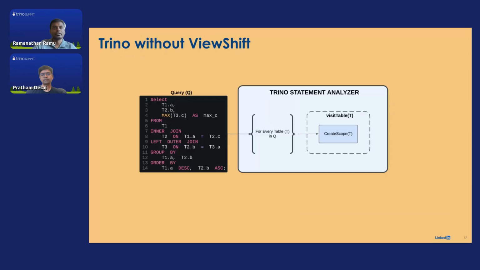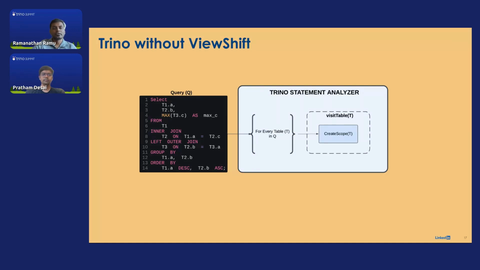Before looking at how ViewShift is integrated in Trino, let's look at the current state of Trino's statement analyzer without ViewShift. So when a query is submitted to Trino, the statement analyzer tries to visit each table in the query, and creates a scope for the table. And after resolving, the tables in the query will then be sent for execution. So this is the current state, plain and simple.